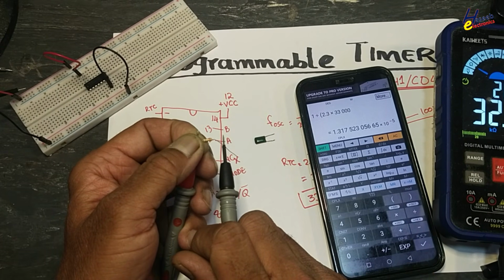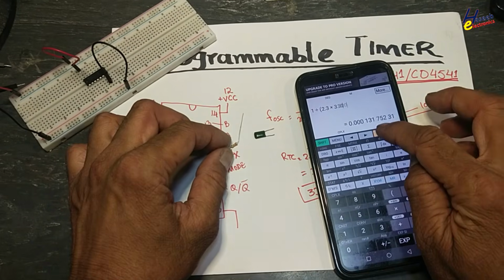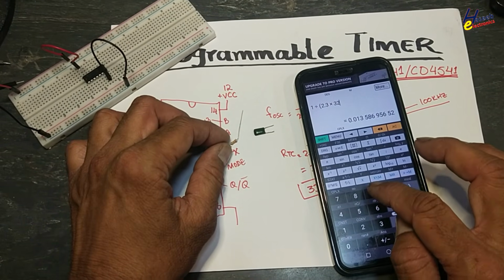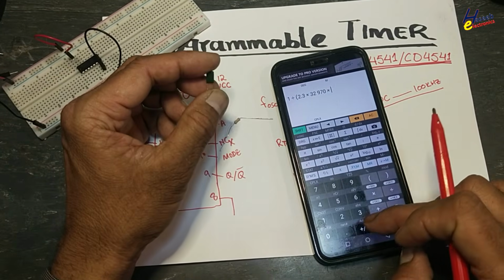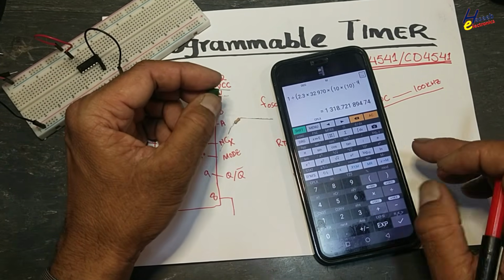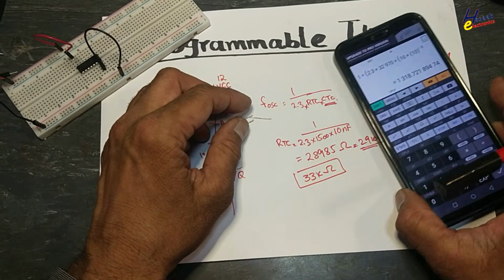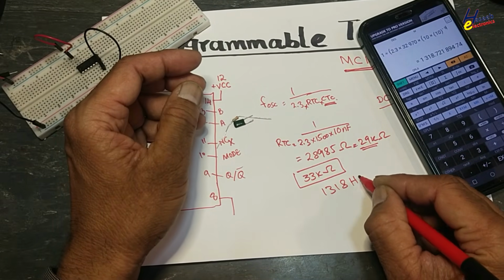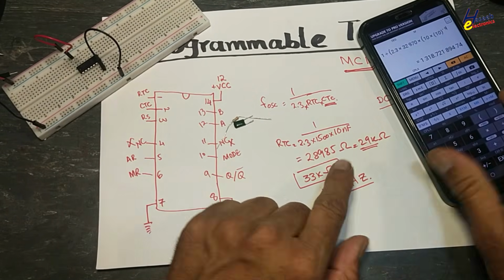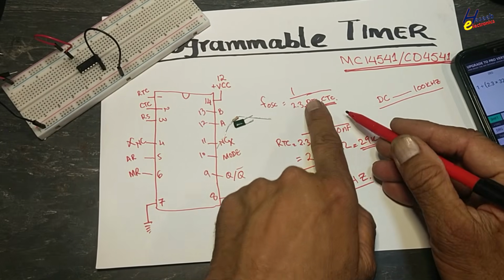It is 32.79 kilo ohm, 32970 ohms, and this is a 10 nanofarad capacitor. Output frequency will be around 1318 Hz, because the resistor value is now increased.